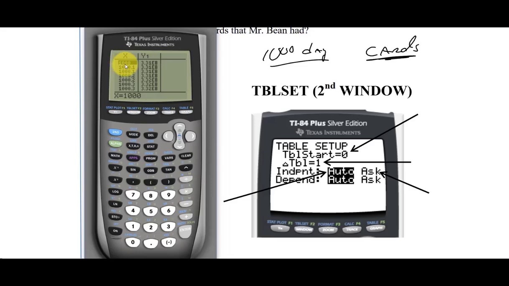So 1,000 now goes up 0.05, right? And it keeps going up 0.05, 0.05, 0.05. So you can keep doing that. Your table can change based on what you want it to be.